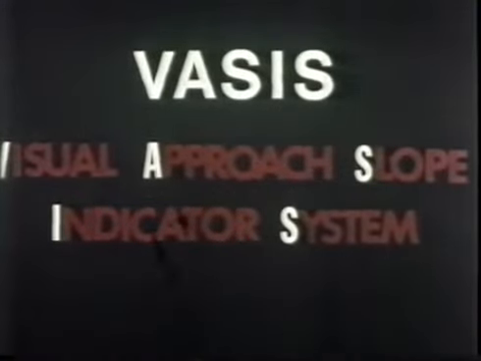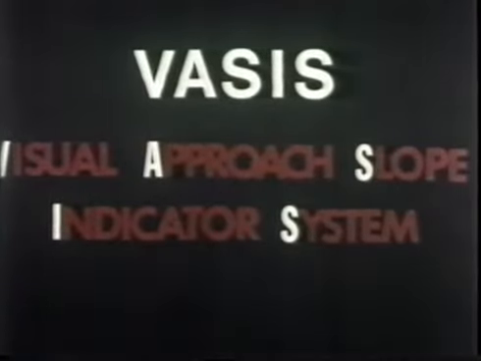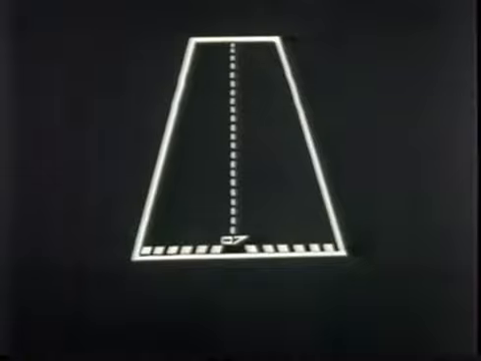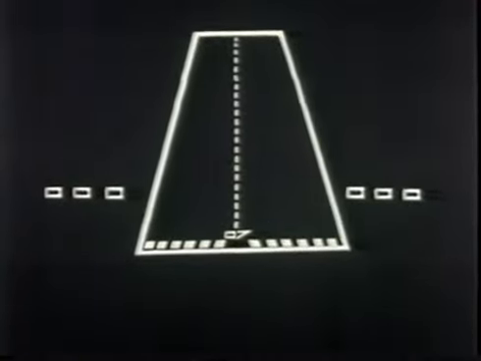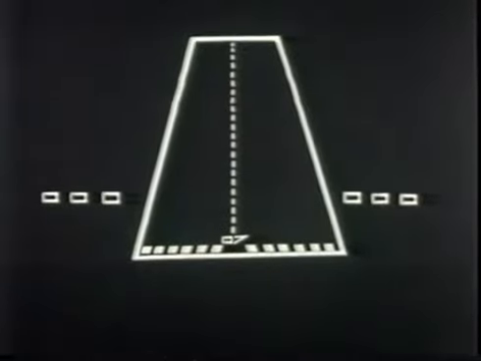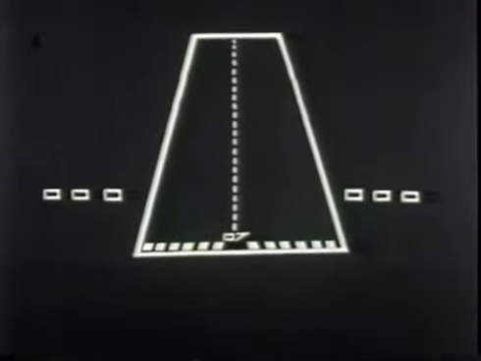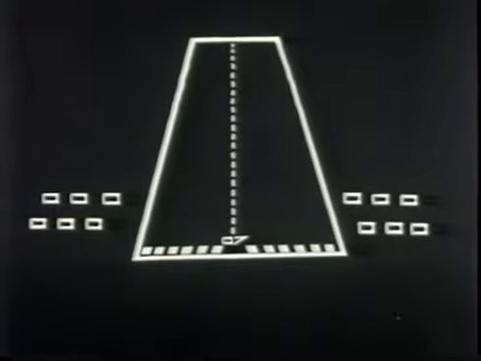Another important visual aid is the VASIS, or Visual Approach Slope Indicator System. This aid provides approach slope guidance to the pilot by day or by night. The VASIS consists of an upwind bar formed by two groupings of 3 light units, one grouping on each side of the runway, and a downwind bar, also having 3 light units on each side of the runway.